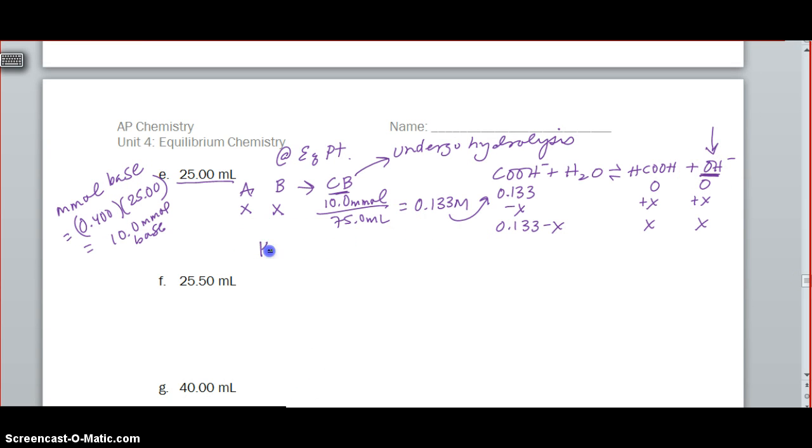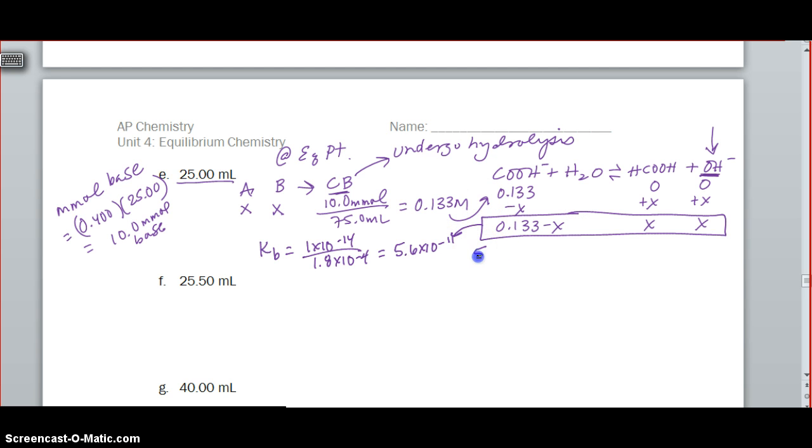So the first thing we need to do is find the Kb for this conjugate base. So we're going to do 1 times 10 to the negative 14th, which is the Kw of water, and put it over the 1.8 times 10 to the negative 4th. And so that gives us a Kb of 5.6 times 10 to the negative 11th. So this equilibrium is going to be set to that Kb. So what we get is 5.6 times 10 to the negative 11th is equal to x squared over 0.133.